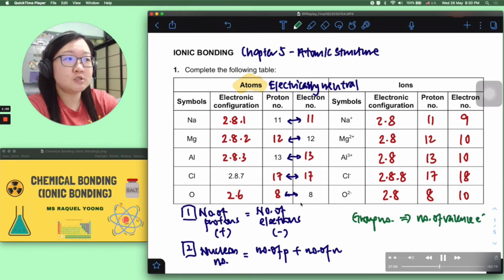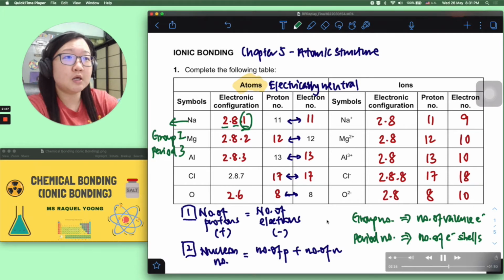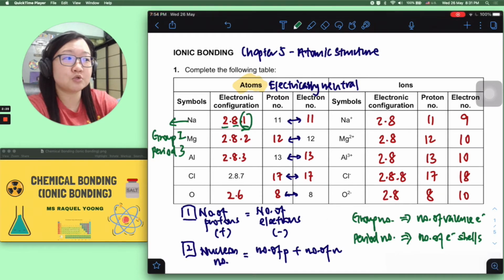For instance, if you look at sodium, instead of counting the electrons to figure out the electronic configuration, a very quick way is to use the group number as well as period number to help you with that. For instance, sodium, we know that it is a group 1 metal, and the period number is period 3, right? So you know from group 1, it will definitely have one valence electron, and it will have 3 electron shells because it's in period 3. You do the same for the rest and you should get the answer pretty quickly.